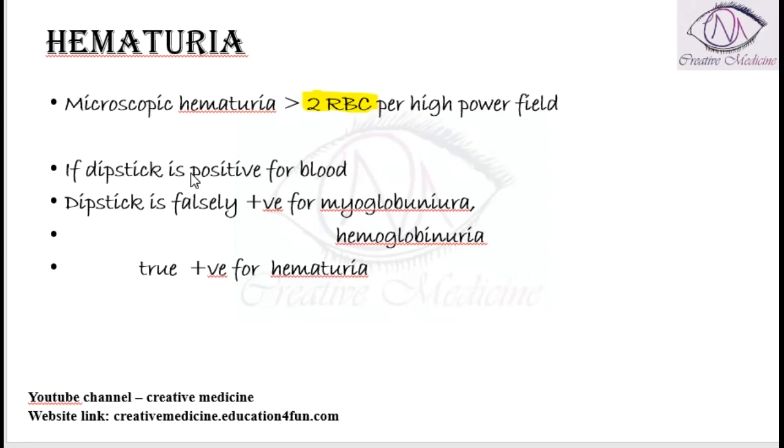A dipstick can be positive for blood. There are dipsticks which can detect blood, and these are true positive if there is hematuria. But there are conditions where the dipstick is positive, but in reality there is no hematuria. That is said to be falsely positive. A dipstick is falsely positive for myoglobinuria and hemoglobinuria.